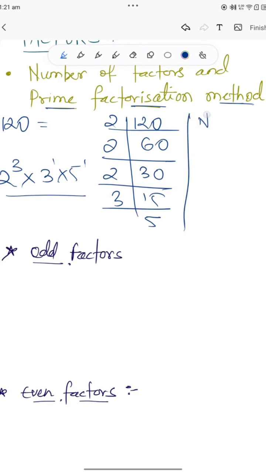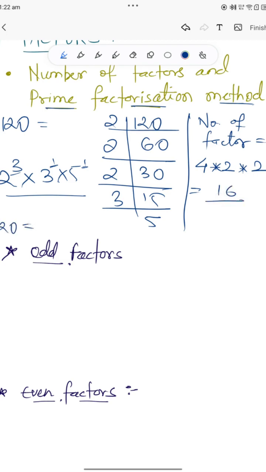Now how can we find the total number of factors? To find the number of factors, there is a trick: add 1 to every power. So 3 plus 1 is 4, the power 1 gives 1 plus 1 is 2, and again 1 plus 1 is 2. Multiply the totals, and the value you get will be the total number of factors. So here we get 16. There are 16 factors for 120. You can also check whether 120 has 16 factors or not.